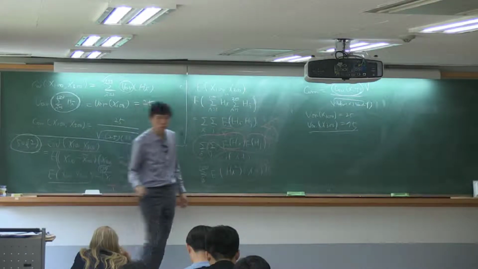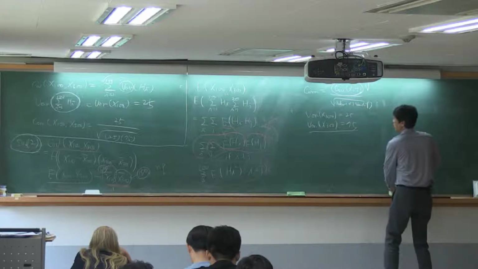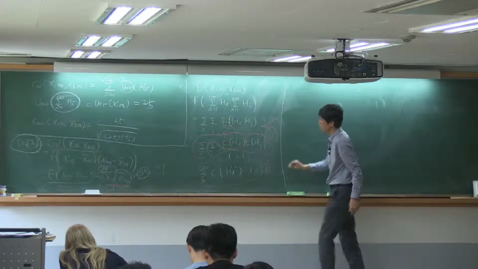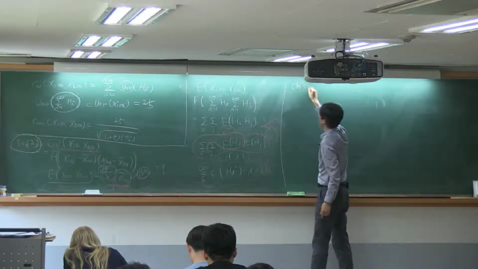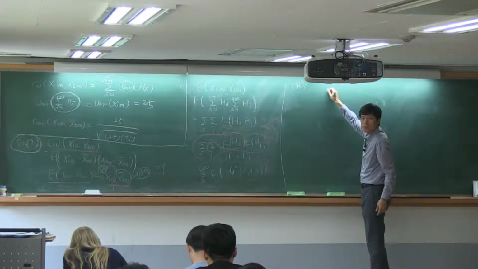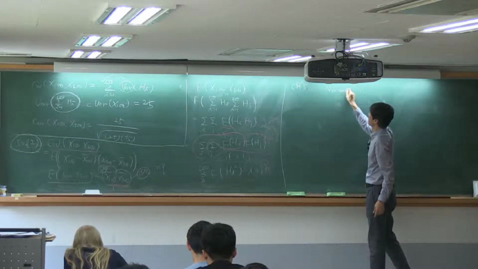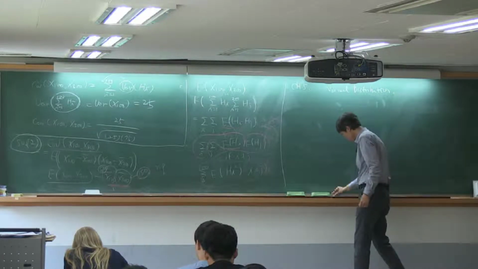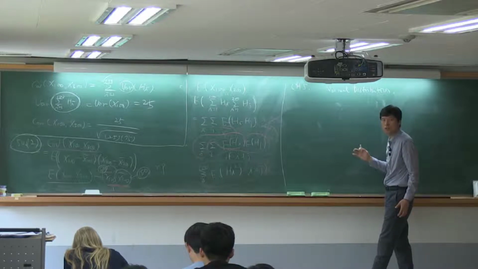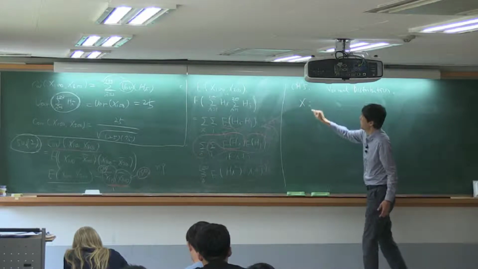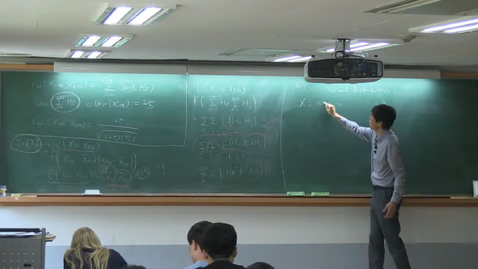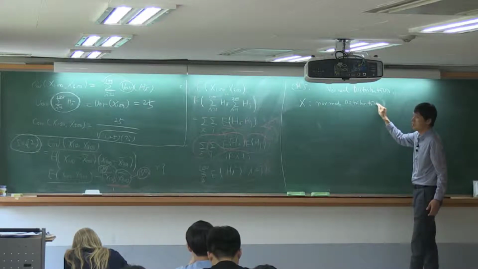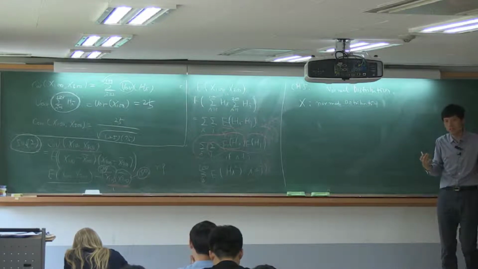Okay, let's go to textbook chapter 5. We are now studying normal distribution and standard normal distribution. Suppose X is a normal distribution. X is a random variable with a normal distribution.